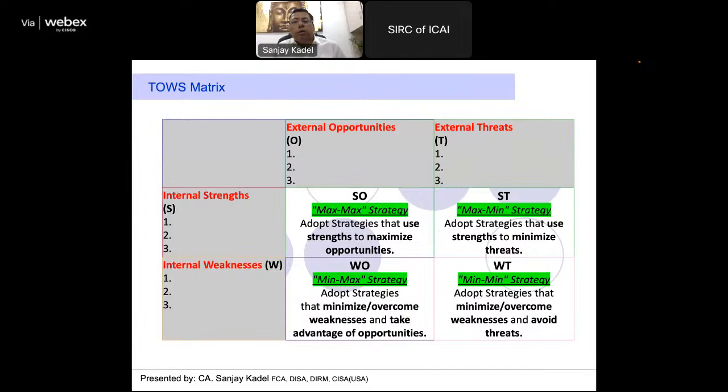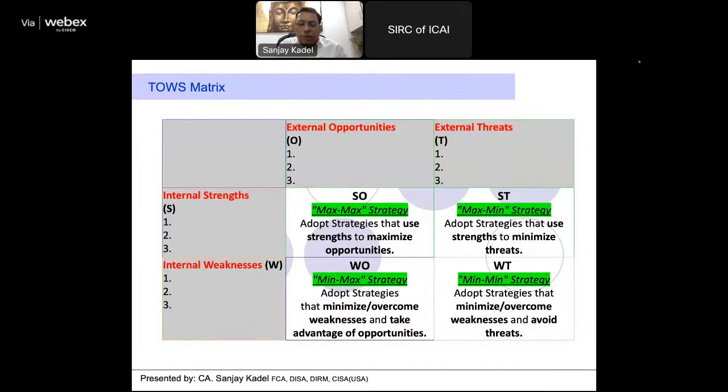And towards the end, if you have weaknesses and threats combination, you will of course follow min-min strategy only, because you want to minimize the weaknesses and you also want to avoid the threats. So you will follow only those strategies which minimize weaknesses and minimize the threats. So, min-min strategy.